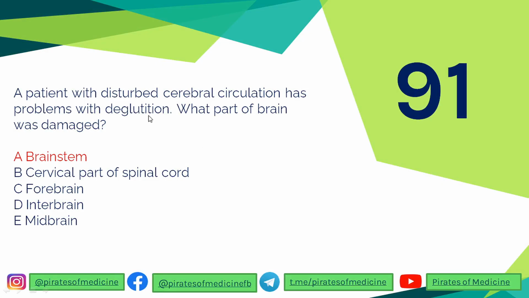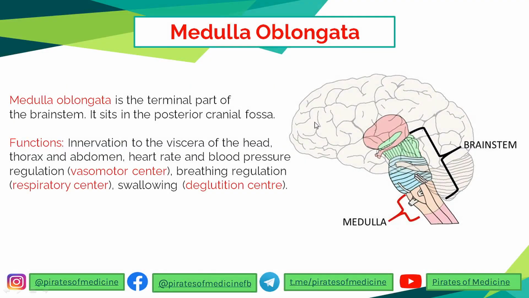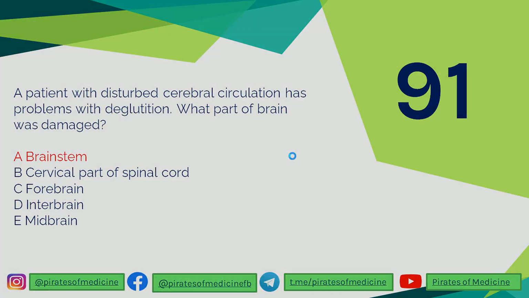91st is that a patient with disturbed cerebral circulation has problems with deglutination. What part of the brain was damaged? So remember, the medulla oblongata, a part of the brain stem, is responsible for various activities, like it sends innervation to the viscera of the head, thorax and abdomen. It influences the heart rate and blood pressure through the vasomotor center present in it. It regulates breathing by the respiratory center present in it. And also the deglutination center, the swallowing center, is present in the medulla, which is a part of the brainstem, and that is why our answer here is brainstem.